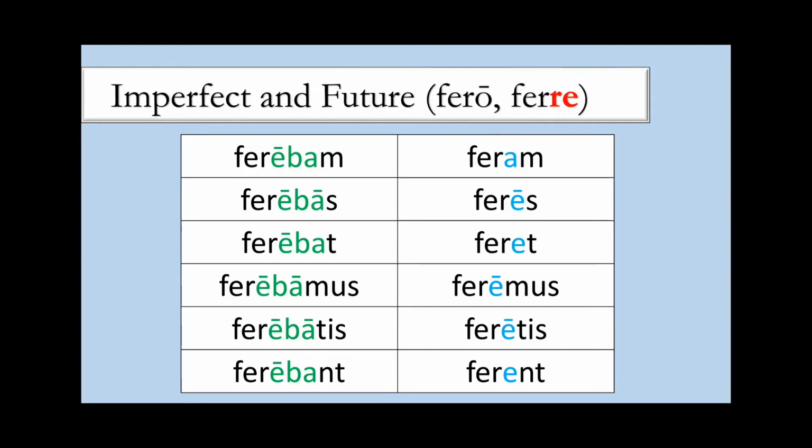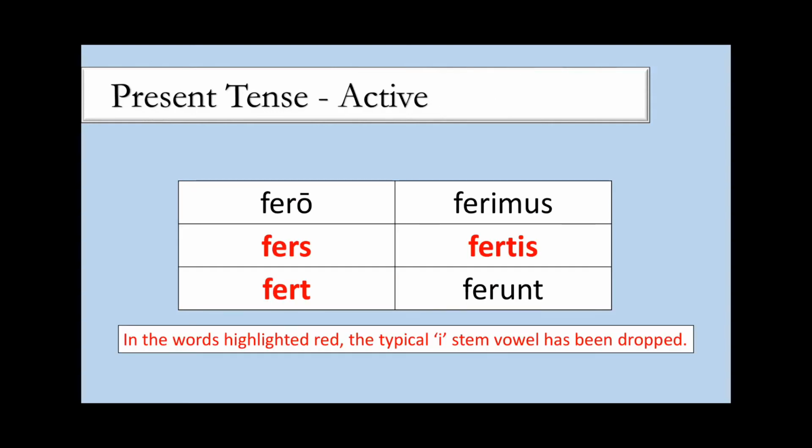Okay, so what about the present tense? The present tense is admittedly messy, but really only in 5 places. 3 of these places are in the active voice, the second person singular and plural forms, and the third person singular form. These forms drop the short I stem vowel and are marked in red on this slide. The other 3 forms use the regular short I stem vowel and change it to U before NT in the third plural.